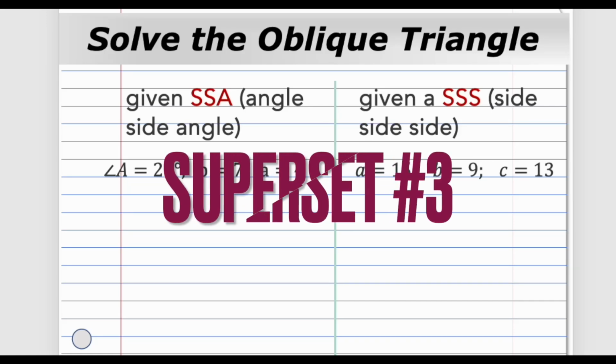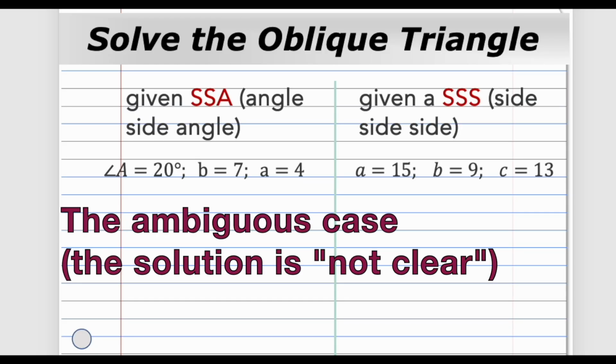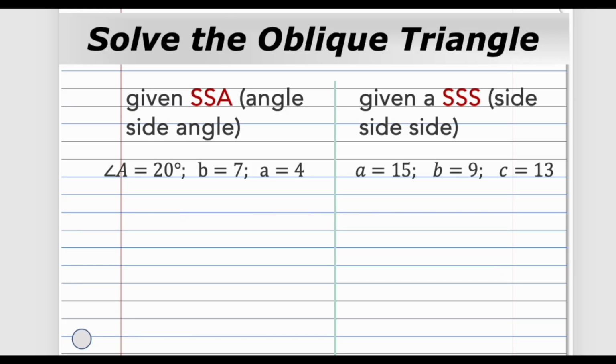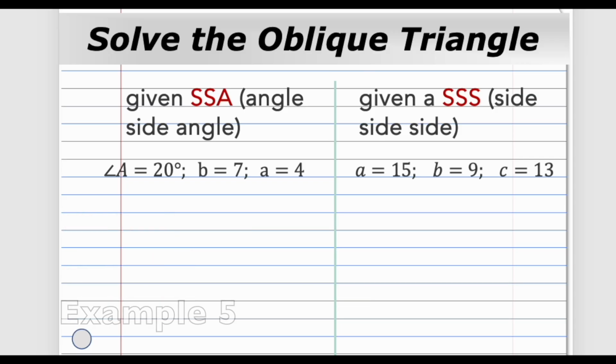Here we are at the third set, and this is where we're going to see some neat things. In the first column, we're going to see a situation called the ambiguous case, and we saw a glimpse of it in set 2, but now I really want to dive in and show you exactly what happens in certain situations. Here we're not given a triangle, so we have to draw one.